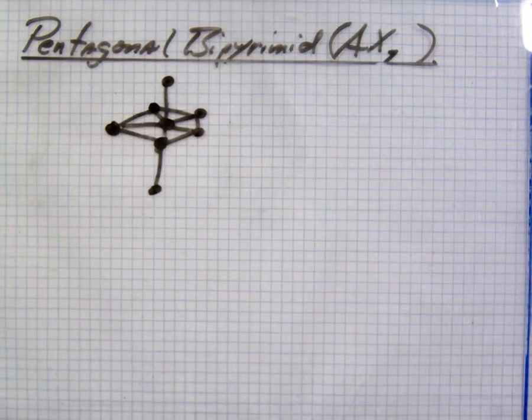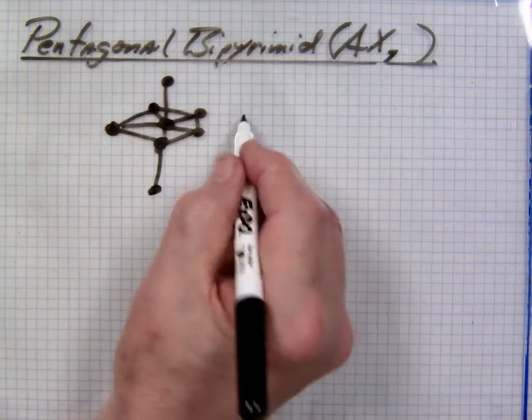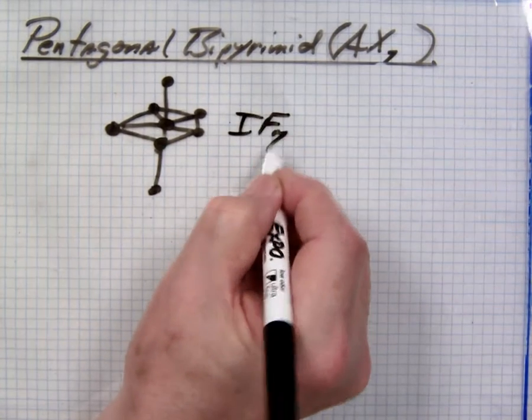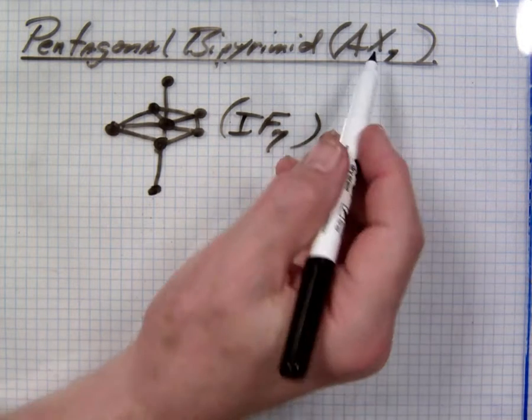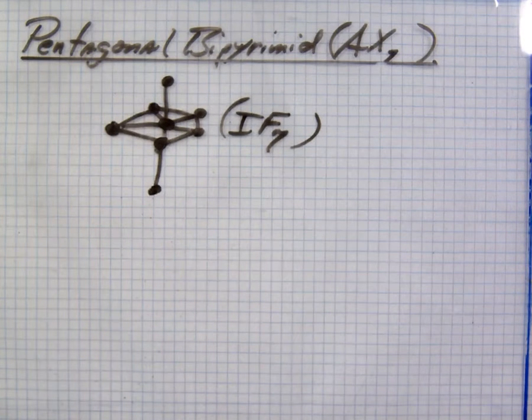I believe IF7 does exist. And it's easier to prove with the valence bond theory, but that's called a pentagonal bipyramid with an AX7 parent. And it has several derivatives, but we're not going to deal with those in this course. You check it out.